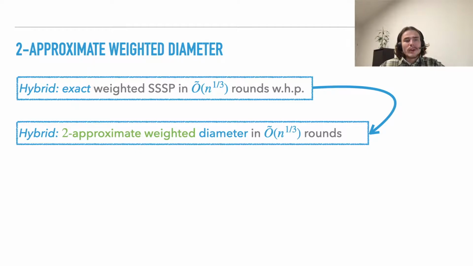An immediate corollary from our single source shortest path result is a two-approximation of the diameter in the same roughly Õ(√n) rounds. It compares nicely to the lower bound of Ω̃(√n) rounds for (2-ε)-approximation of the diameter shown by Kuhn and Schneider.